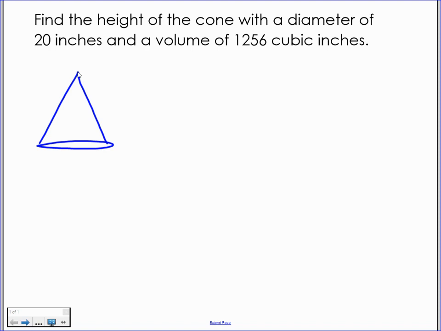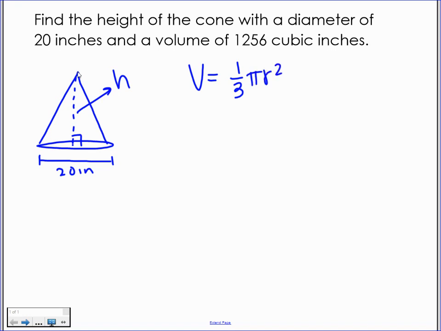So we know the diameter all the way across the base of the circle through the center is 20 inches, and we're looking for the height of the cone measured perpendicularly from the center of the base. So this is what we don't know. Got to find h. We already know that the volume of a cone is 1/3 times pi r squared h, where h is the height of the cone and r is the radius of the base.